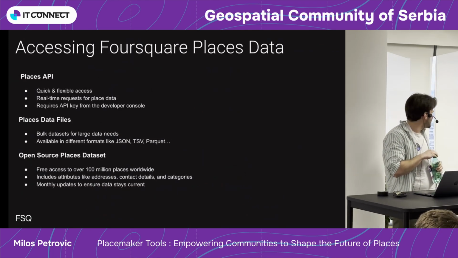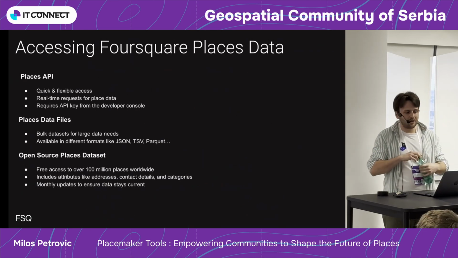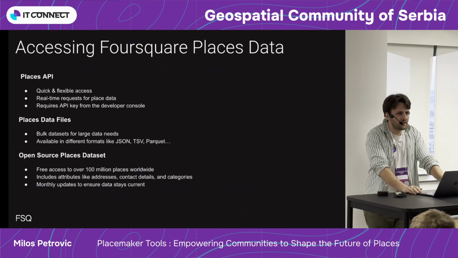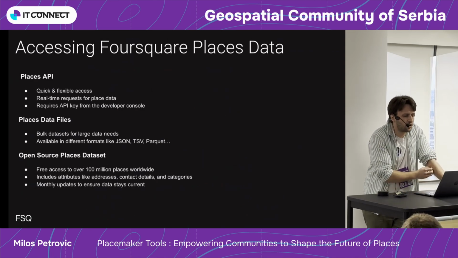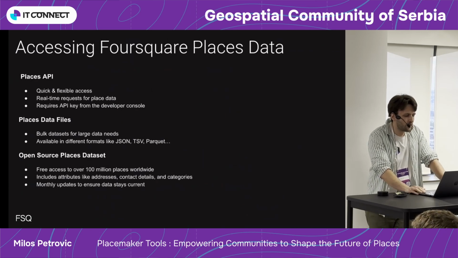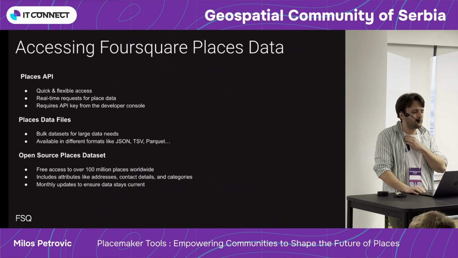So how could you access this data? For the scenario that I talked about, you would probably use our Places API, where you can get a developer API key on our developer console, and each month you get $200 worth of credits, and you can use our API. Besides that, if you need larger amounts of data to analyze in some way, we can give it in various data formats.